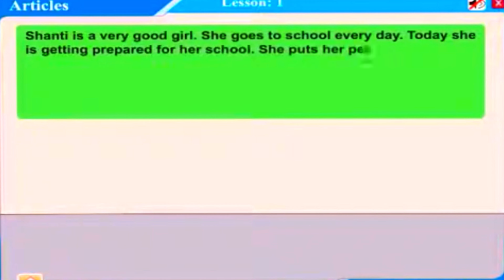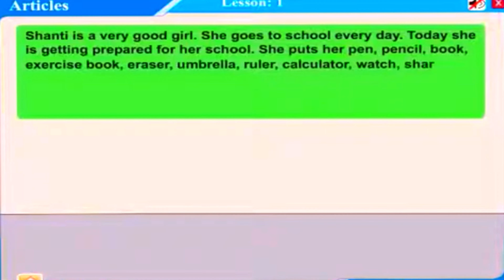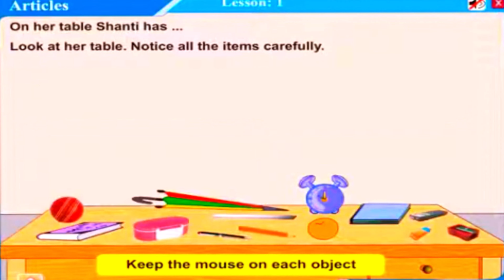She puts her pen, pencil, book, exercise book, eraser, umbrella, ruler, calculator, watch, sharpener, orange, and cricket ball on her reading table. Look at her table. Notice all the items carefully. Keep the mouse on each object. On her table, Shanti has.